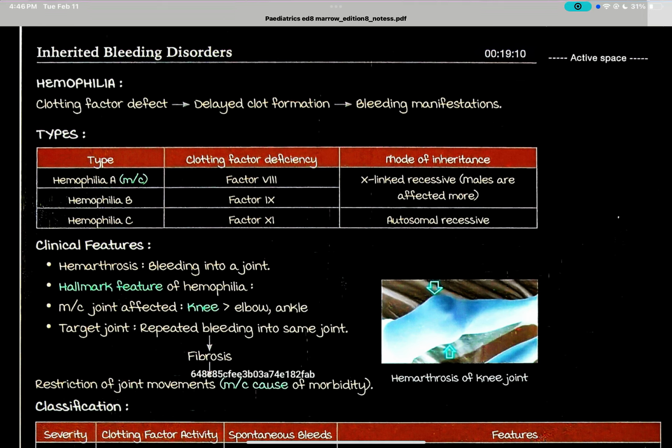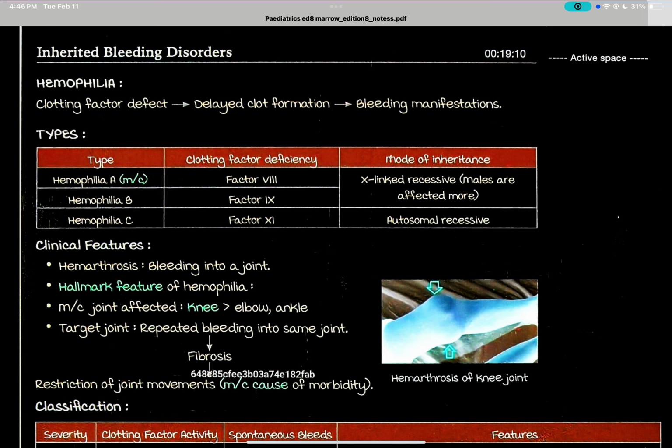Inherited bleeding disorder: hemophilia. Hemophilia is an inherited bleeding disorder. There is a clotting factor defect, so because of decreased clotting factor there is delayed clot formation and bleeding manifestation. What are the types of hemophilia? Hemophilia A, B, and C. Hemophilia A is the most common.